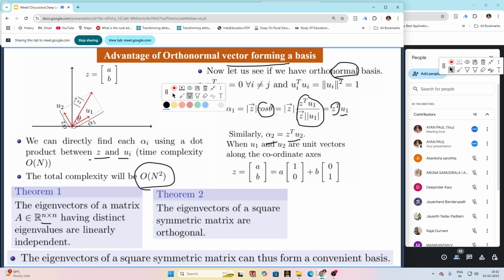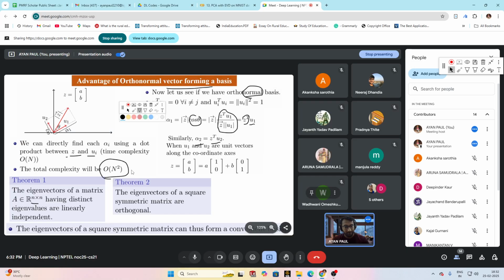Okay, so is it clear? Is this slide clear? Okay.